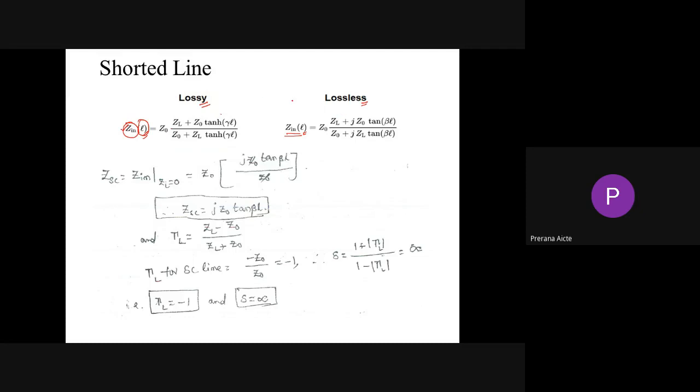Now, if the transmission line is short circuited, that is Z of L is equal to 0, we have to substitute Z of L equal to 0 in this lossless transmission line equation. All the derivations we have to do for the lossless case.